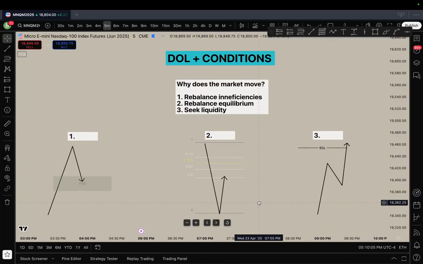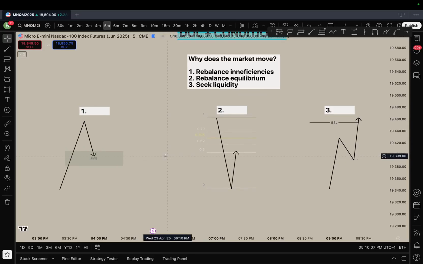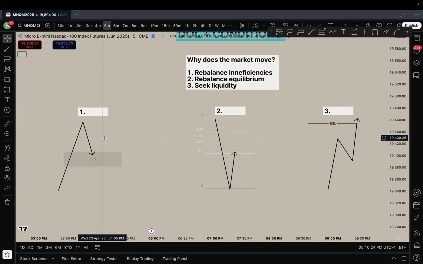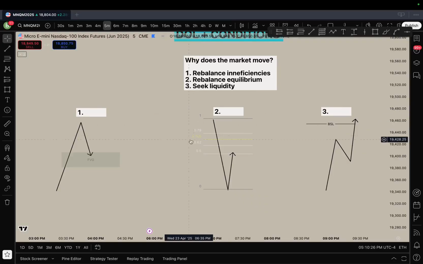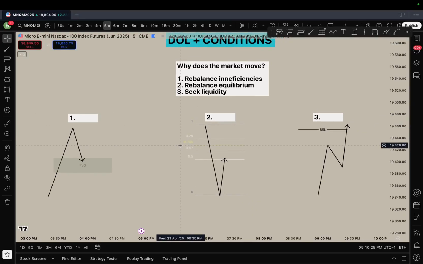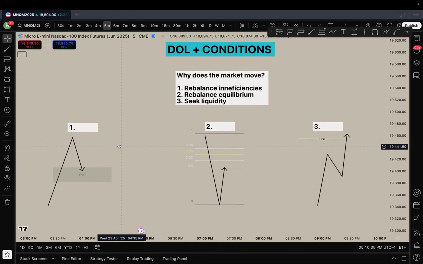Okay, so this is what rebalancing an inefficiency looks like, right? Your inefficiencies are just fair value gaps, okay? So when we have a big move up, we have strong displacement. The market likes to trade back towards inefficiencies, fair value gaps, and the second one kind of goes hand in hand. A lot of the time we'll have a rebalance of equilibrium, and we have unfilled gaps there as well. So same thing as the first example.